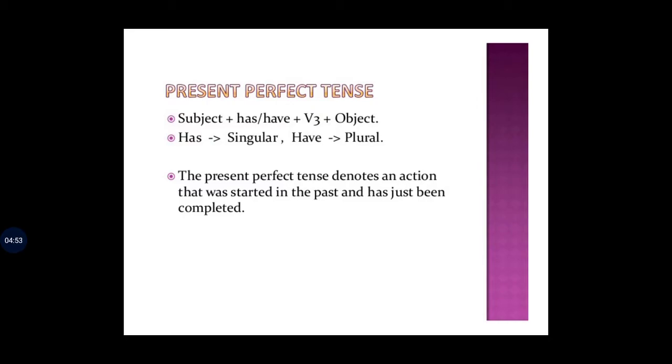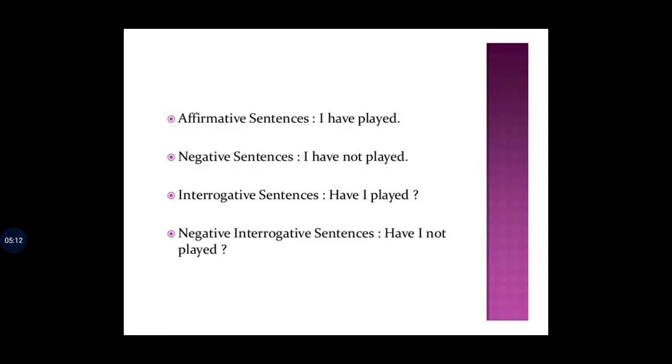Next, see the explanation. The present perfect tense denotes an action that was started in the past and has just been completed. I have completed my portion. For this month, if I say so, I have to use this. Next slide. In the present perfect tense, we are going to see the four types of sentences, how to frame. Affirmative sentence, I have played. Negative sentence, I haven't played. Interrogative sentence, have I played? Interrogative negative sentence, haven't I played? Or have I not played? You can use it.